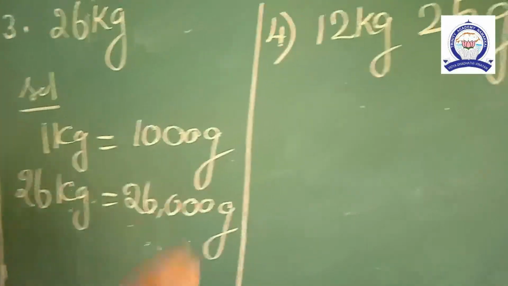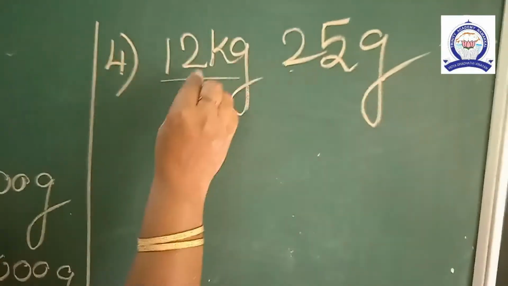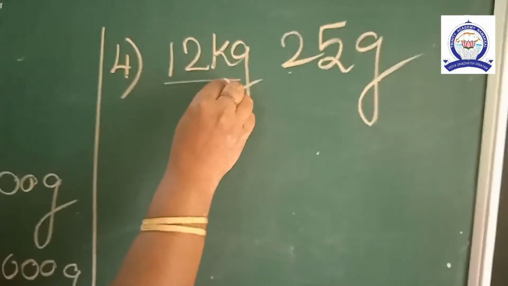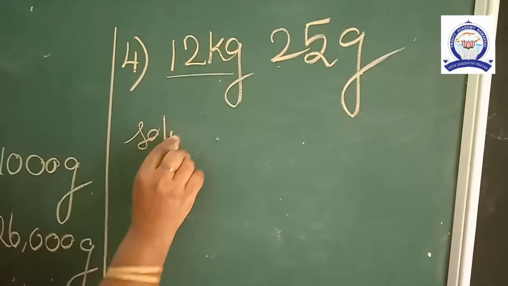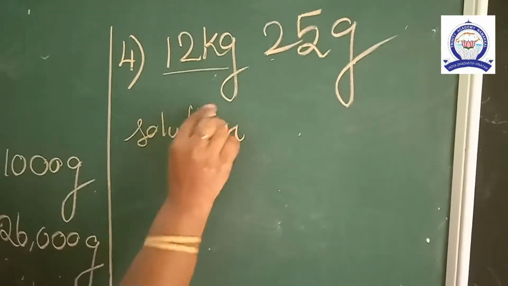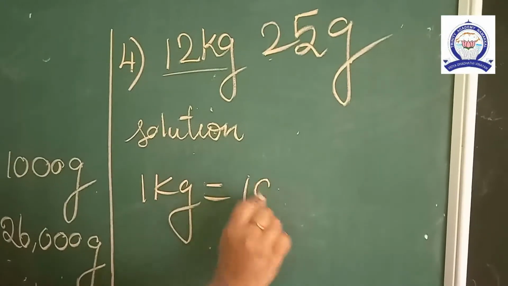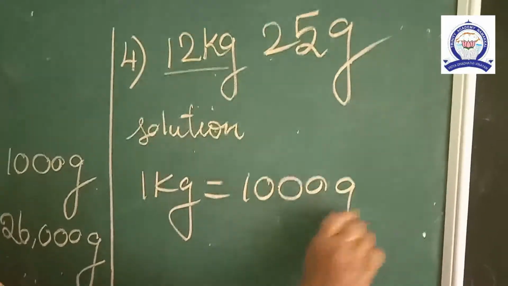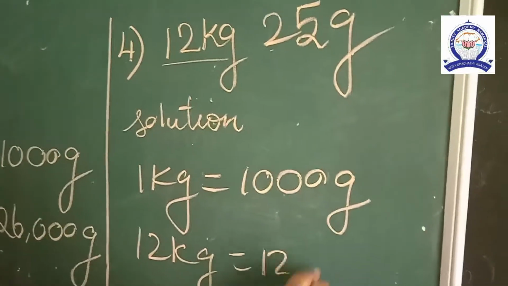See the second question. 12 kilogram 25 gram. So we have to convert this 12 kilogram into gram. So for this solution, you all know 1 kilogram is equal to 1000 gram. Similarly, 12 kilogram is equal to 12,000 gram.